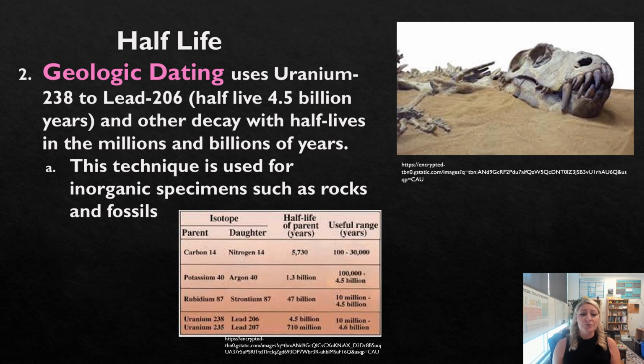Geologic dating uses uranium-238, it uses lead-206. These are radioisotopes that have half-lives of 4.5 billion years. You can see this list of these useful ranges based on the half-life. We're talking about species or specimens that have been around for millions and billions of years rather than just thousands. So that's how we age the dinosaur fossils or rocks that we find.